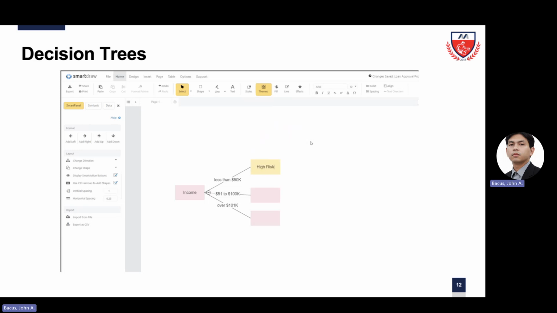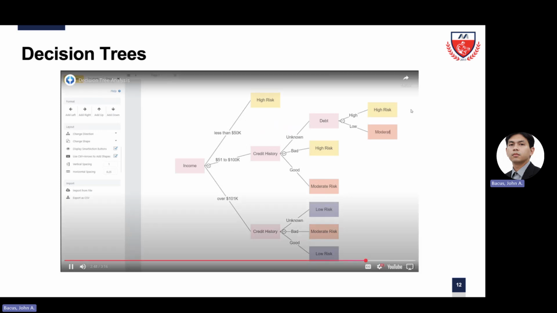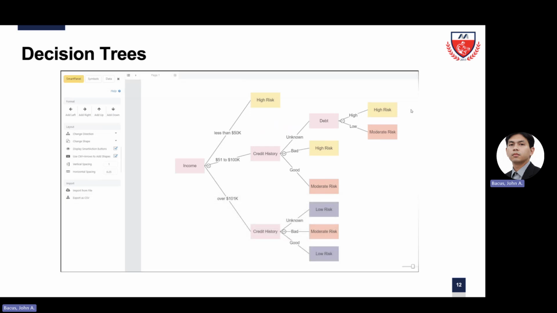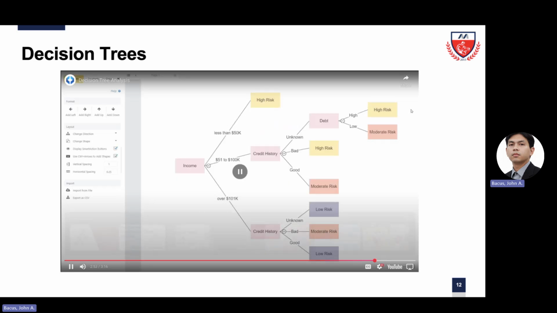Fill each of these leaf nodes with another question or criterion. Repeat the process of adding a branch for each possible alternative leading from a leaf. Label each branch just as before. Continue adding leaves and branches until every question or criterion has been resolved and an outcome has been reached. Finally, consult with all stakeholders.